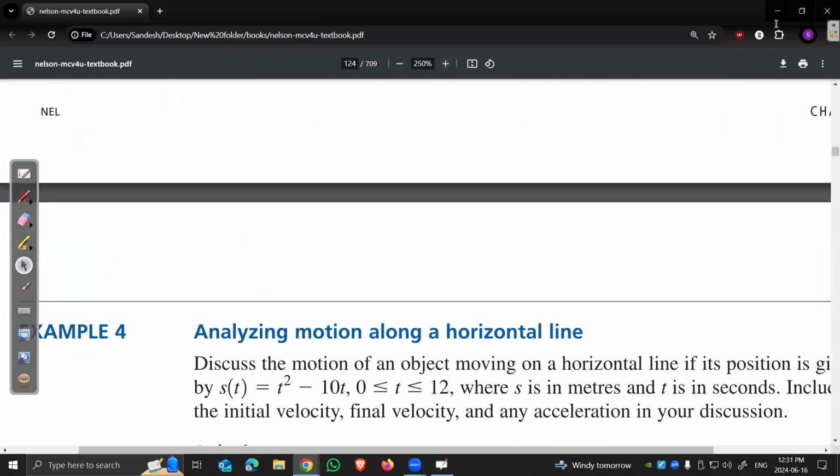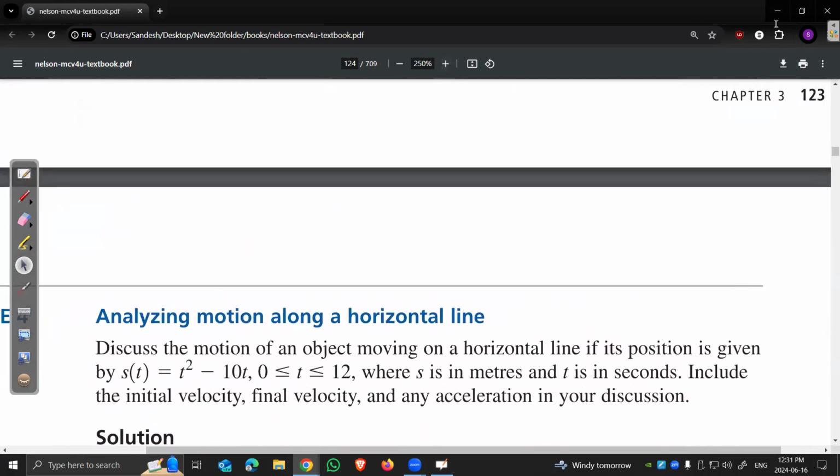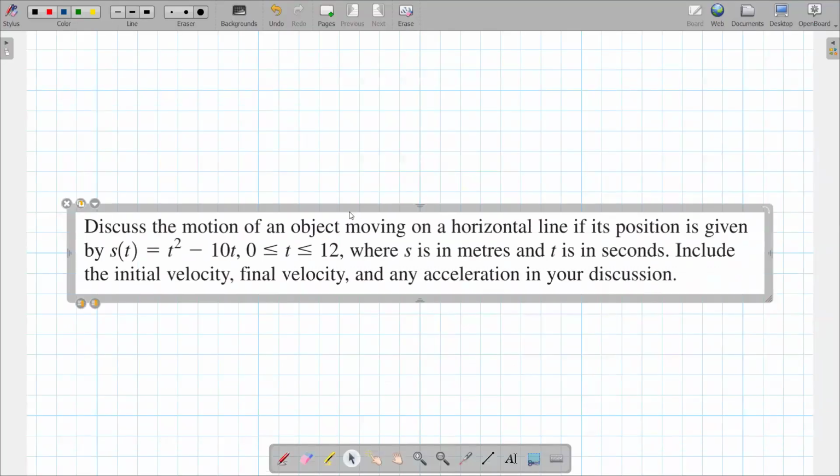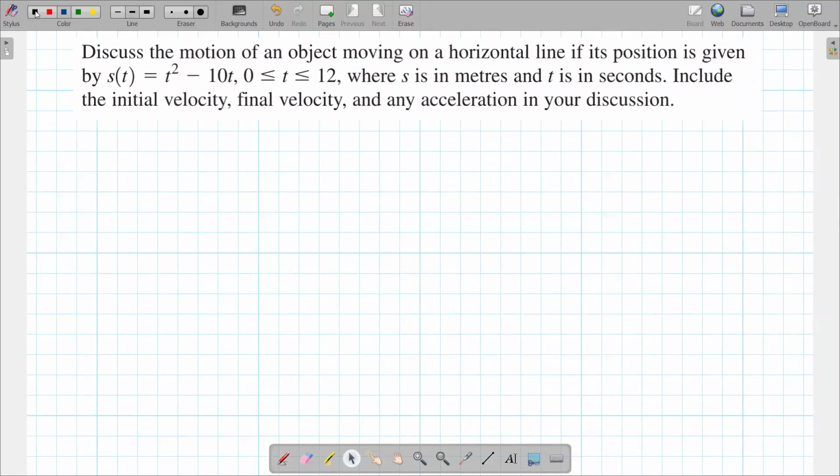All right, let's talk about this. This is a question actually we have done before. I remember this distinctly. It'll be good practice. Describe the motion. Whenever it says describe the motion, it's probably asking you to think of it from a velocity perspective.